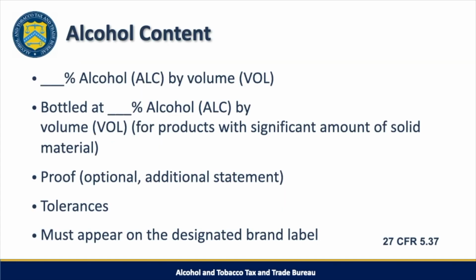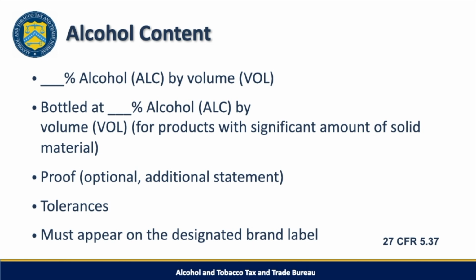Alcohol content. The alcohol content is a numerical indication of the alcohol content of the product stated in terms of percent alcohol by volume. For products with significant amounts of solid material, the words "bottled at" must precede the alcohol content statement. The alcohol content may optionally be stated in degrees of proof in addition to alcohol by volume.